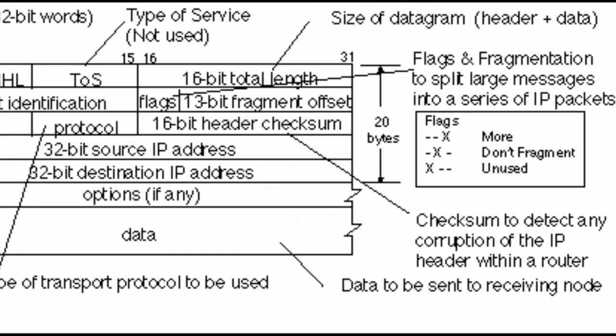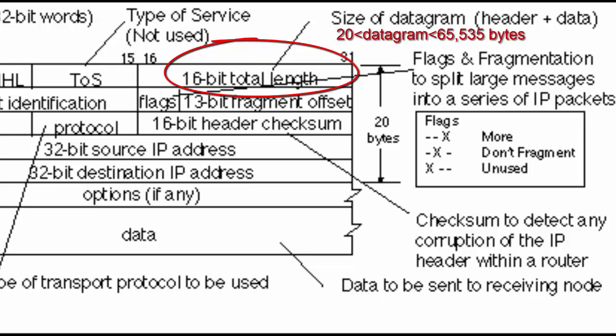So let's come to the next point, which is the total length. This 16-bit field defines the entire datagram size, including header and data, in bytes. The minimum length of a datagram is 20 bytes. So let's calculate: 20 bytes of header plus 0 bytes of data, and the maximum size is 65,535 bytes, the maximum value of a 16-bit word.